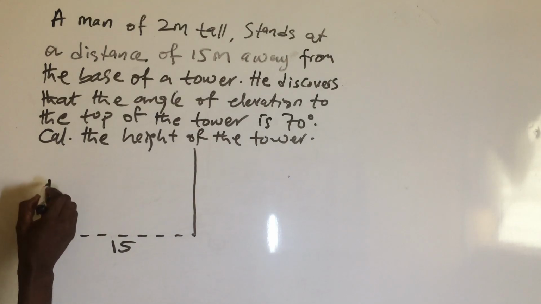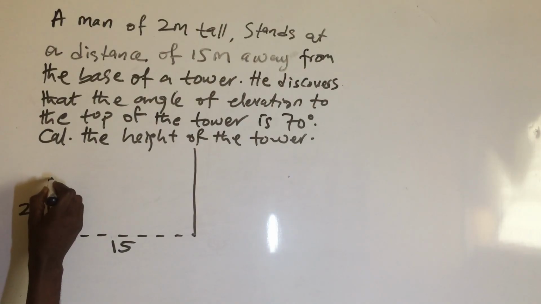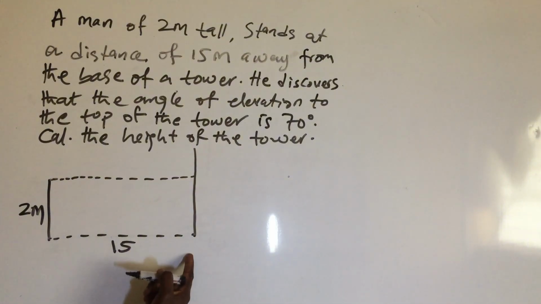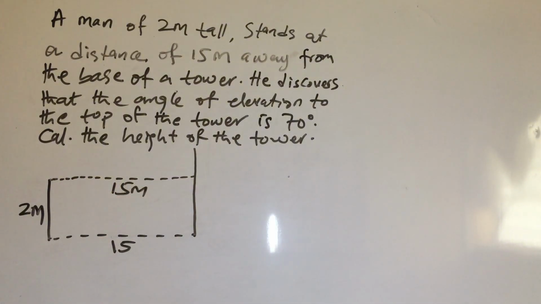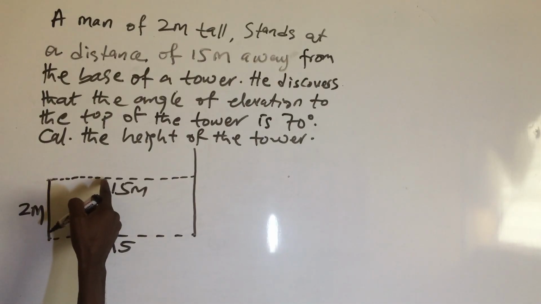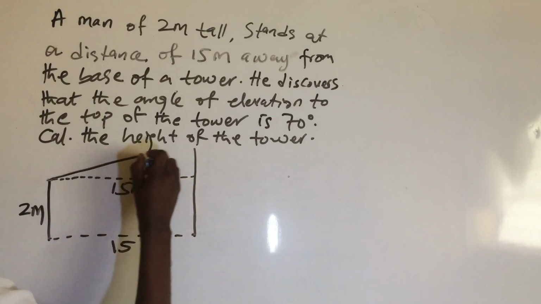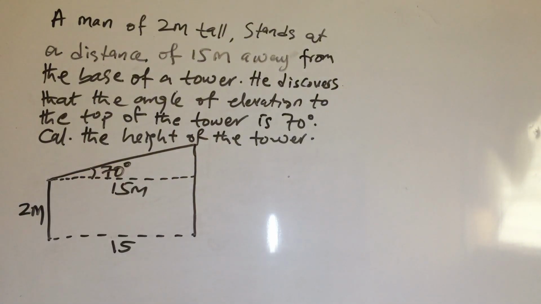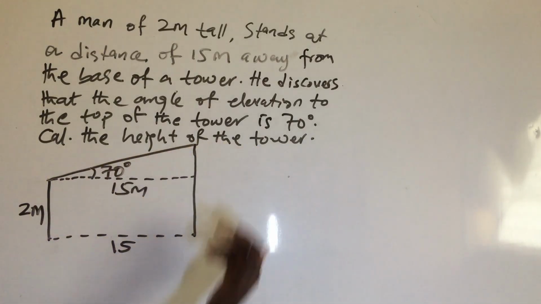Then the eye level of this man, that is the horizontal line from the eye of the man, is this, which is also the same distance with this one, still 15 meters. And this man discovers that the angle of elevation to the top of the tower is 70. So the man raised his eyes up, measuring it from the eye level to the top of the tower, and it will be 70 degrees. The angle of elevation will be 70 degrees. Now they will ask us, what is the height of the tower?